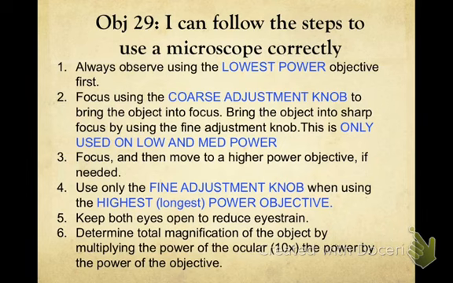You're going to use, step 4, use the fine adjustment knob when using the highest power objective only. Number 5, keep both of your eyes open to reduce eye strain, and it's a lot easier too. Like I said before, a lot of our microscopes have the double tube, so you can look through with both eyes. And then number 6, you're going to determine total magnification of the object by multiplying the power of the ocular or the eyepiece, which is 10, by the power of the objective, and we're going to talk about that in 1 second.